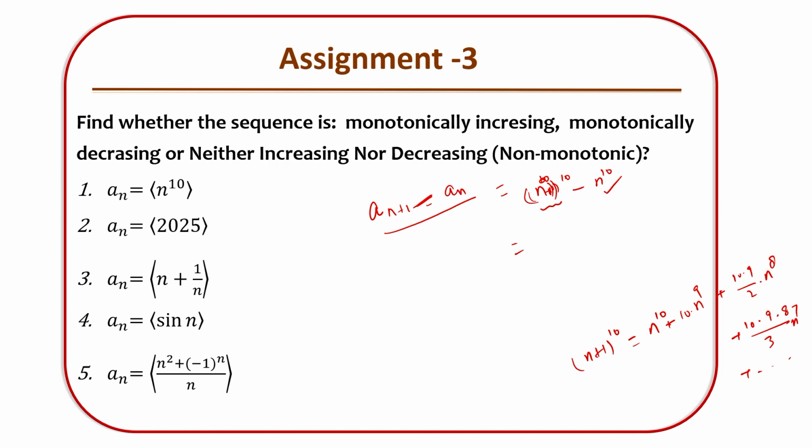And just subtract n to the power 10. So subtracting n to the power 10, it gives me these remaining terms, and since n is a natural number, that means n is non-negative, so these terms are greater than 0 itself. So this gives me strictly greater than 0. That means this is a monotonically increasing sequence, and not only that, it is a strictly monotone increasing sequence.